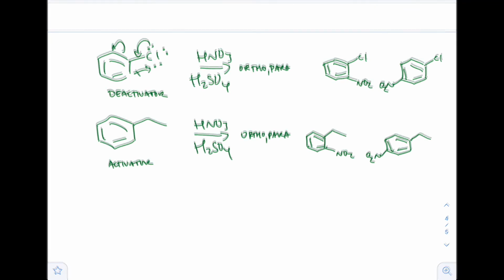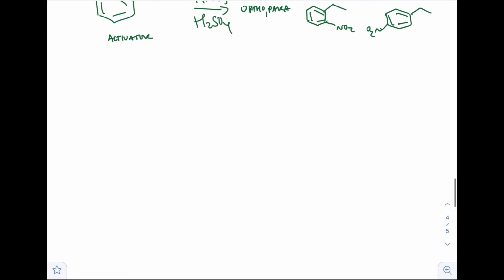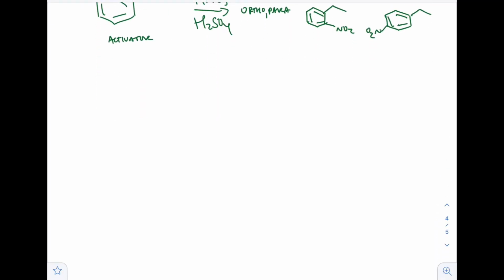And again, that carbon sigma bond between the benzene ring and the ethyl group is in fact a sigma bond, and so it's free to rotate. That's why the ortho positions are equivalent.